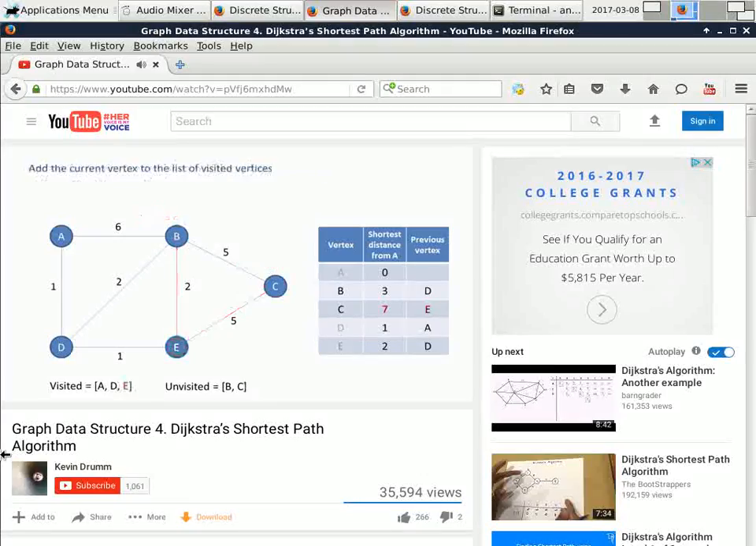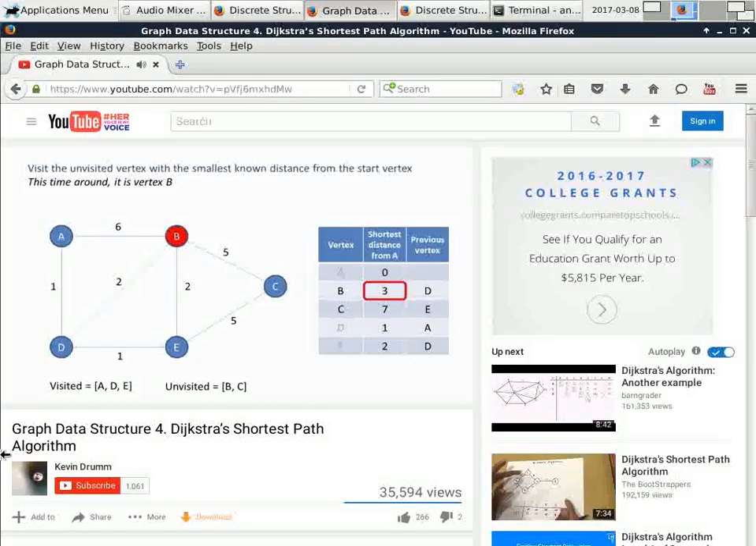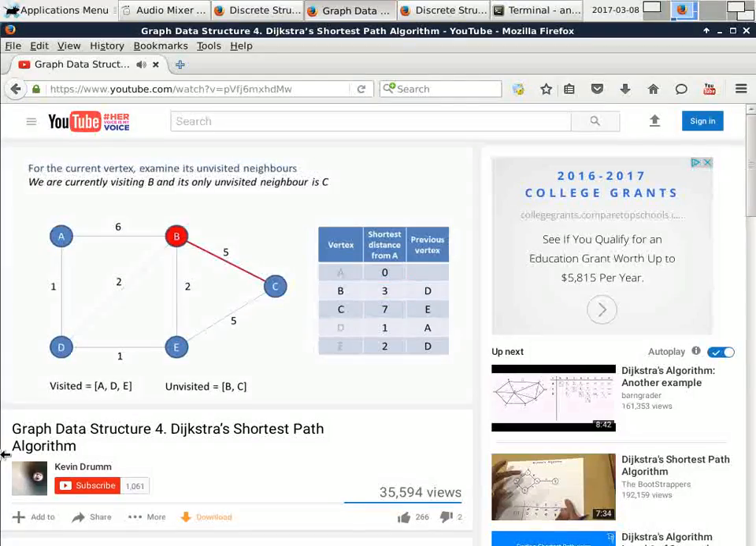We add the current vertex to the list of visited vertices. We won't be visiting E again. And as before, we visit the unvisited vertex with the smallest known distance from the start vertex. This time around, it's B. For the current vertex, examine its unvisited neighbours. Well, we're currently visiting B, and its only unvisited neighbour is C.